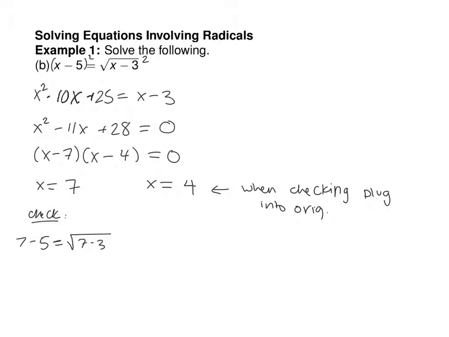I just care that you show me you've checked somehow, right? How about 4? Does 4 minus 5 equal the square root of 4 minus 3? No. So what you could do, you could do two things. You could just circle the one that actually is the solution, or totally cross out the one that isn't. So it's totally obvious that you think that's not a solution.